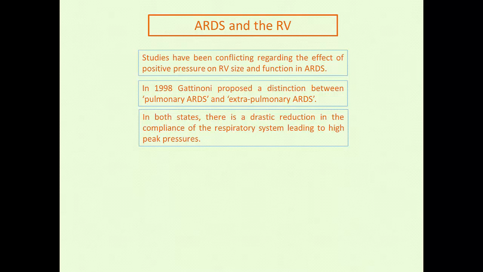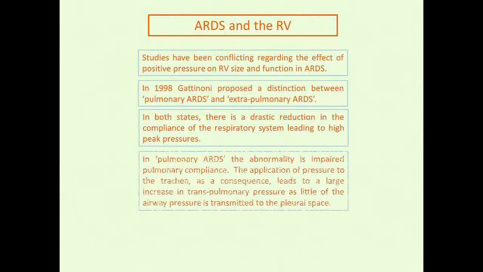In both states, there's a big reduction in the compliance of the respiratory system, leading to high peak and plateau pressures that you measure with the ventilator, in the proximal trachea. But in pulmonary ARDS, the abnormality is impaired pulmonary compliance. These patients had primarily direct toxic insults to the lungs, classically an aspiration pneumonia or a bad pneumonia that's blossomed into ARDS physiology, typified by consolidations that can't really be recruited. This results in very high transpulmonary pressures, as less of the airway pressure is transmitted to the pleural space.